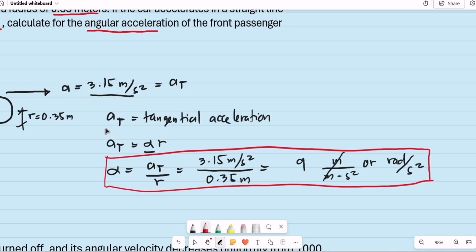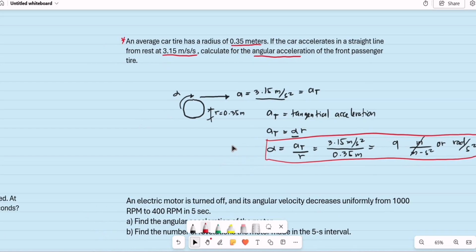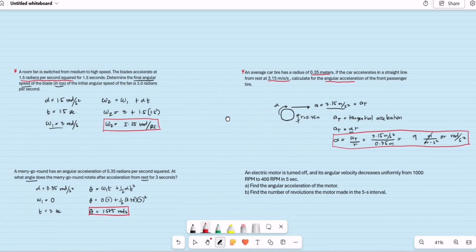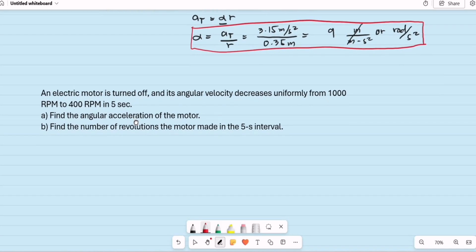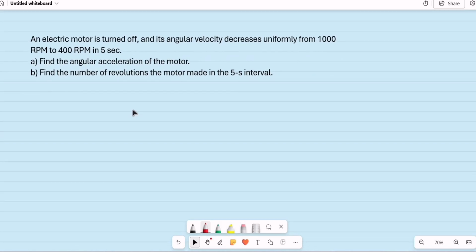Alright, this will be our solution for the third example. So we proceed now to our next example. This is our fourth example. An electric motor is turned off and its angular velocity decreases uniformly from 1000 RPM to 400 RPM in 5 seconds. So these are the given.